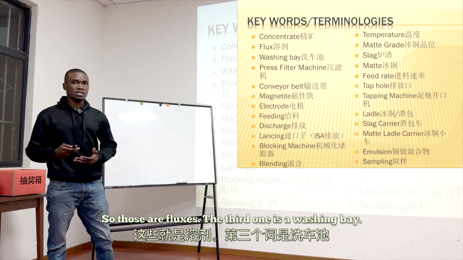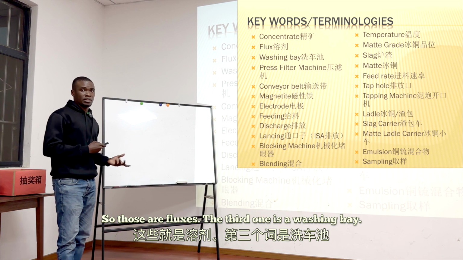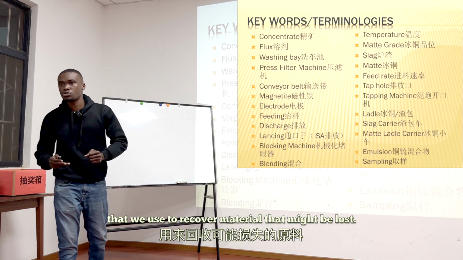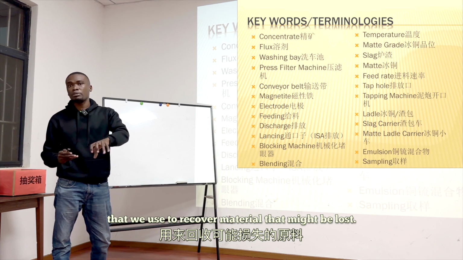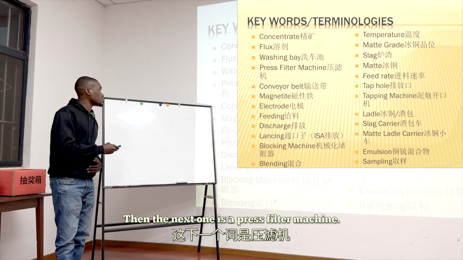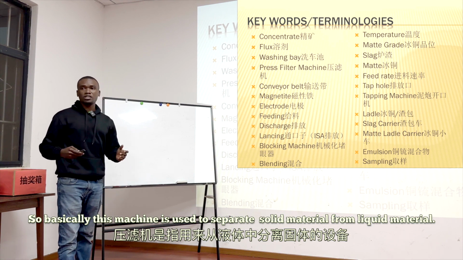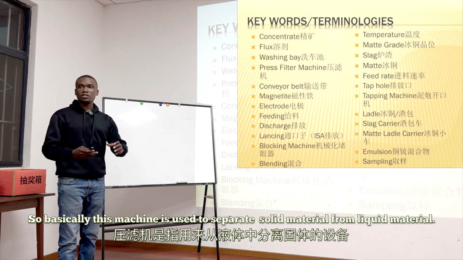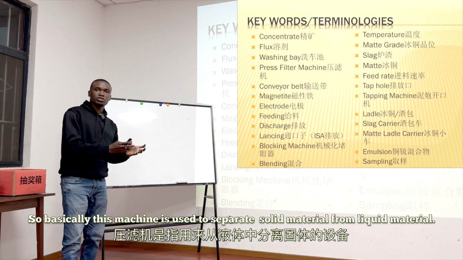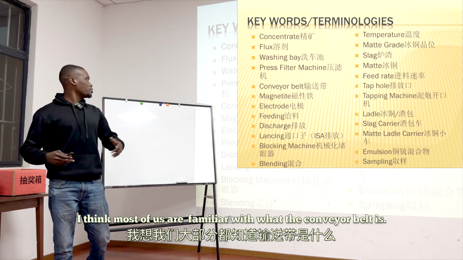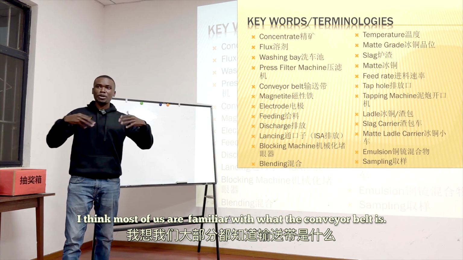So those are fluxes. The third one is a washing bay. A washing bay is simply a system that we use to recover material that might be lost. Then the next one is a press filter machine. Basically, this machine is used to separate solid material from liquid material. The next one is a conveyor belt. I think most of us are familiar with what a conveyor belt is.